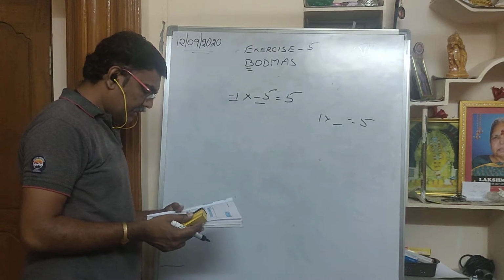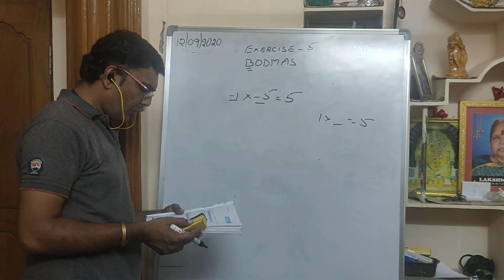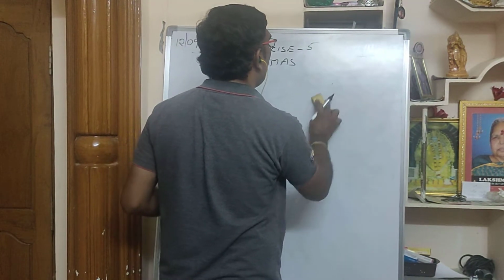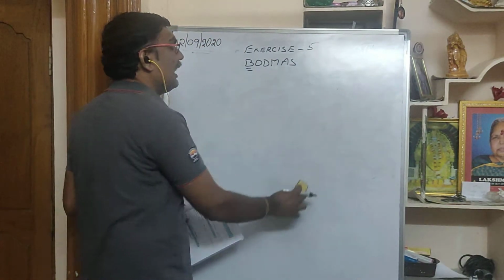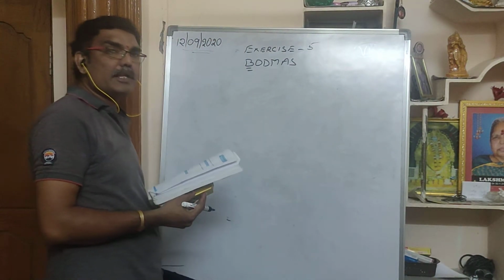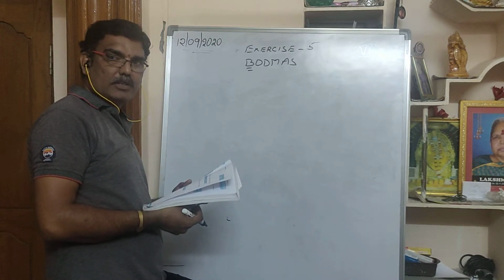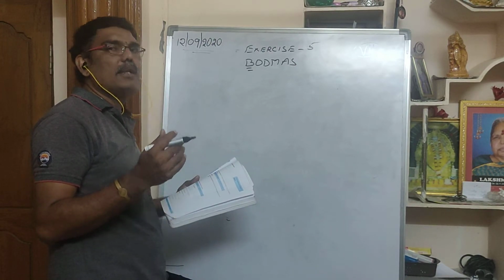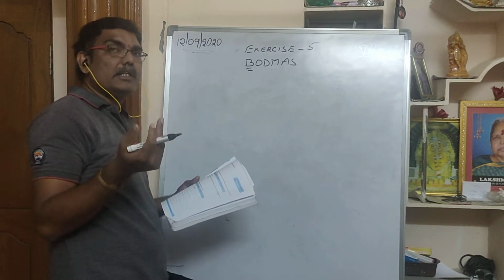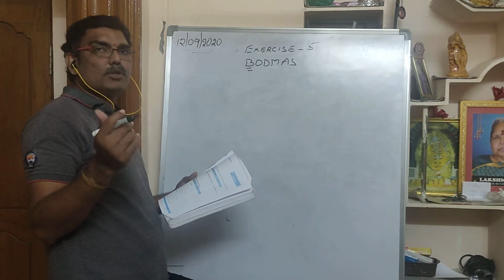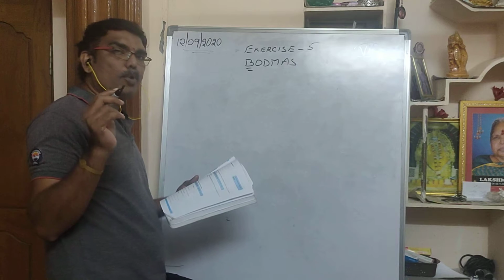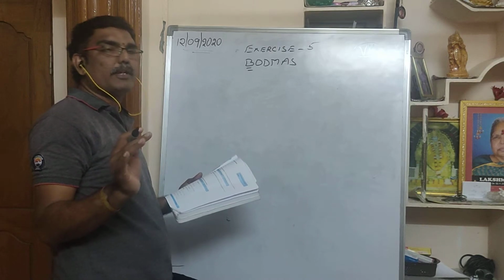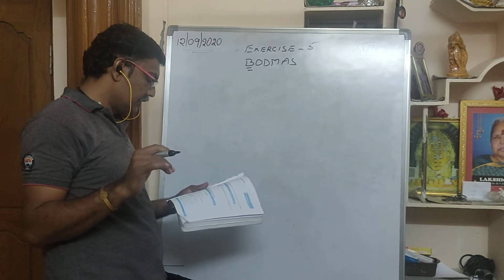Next, the third question. Find the product using suitable properties. Here the properties are very important: associative property, closure property, commutative property, identity, inverse, distributive, so many properties are there in numbers, integers, natural numbers, whole numbers, like that. First you should know the properties, then only we can do the problems. If we don't know the properties, we can't do the problems.